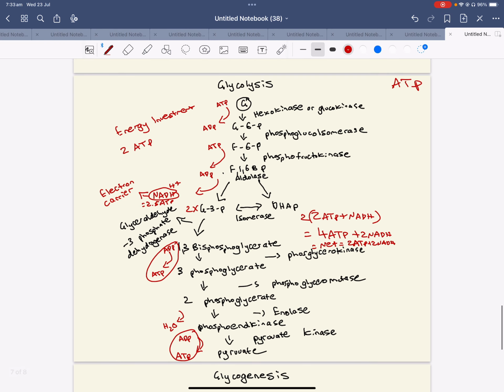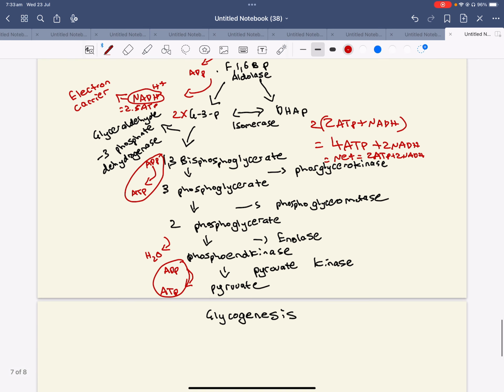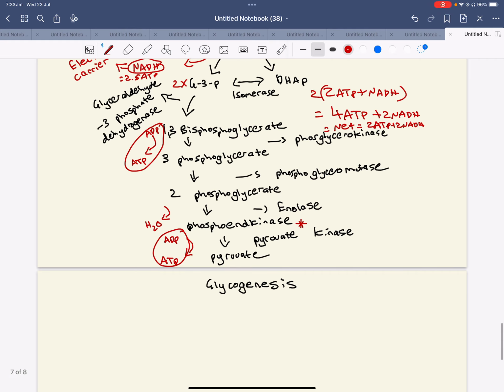Oh, sorry, no, I forgot to mention something. Well, I'm going to mention the rate limiting steps. So the most important steps. The reason is these steps regulate the whole glycolysis process, really. So this step here is non-reversible without an enzyme, right? Just want to mention that. This step here is another rate limiting step. It's non-reversible. And here's another rate limiting step. But that is reversible. Okay?